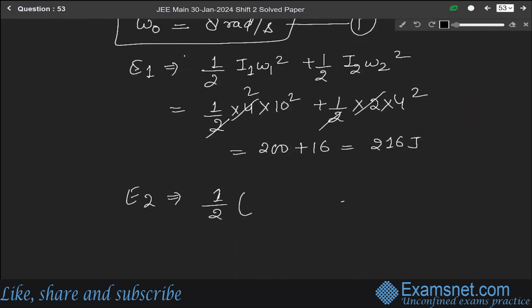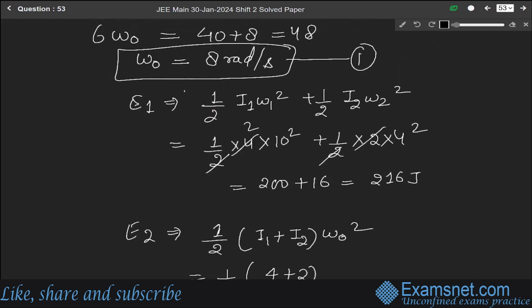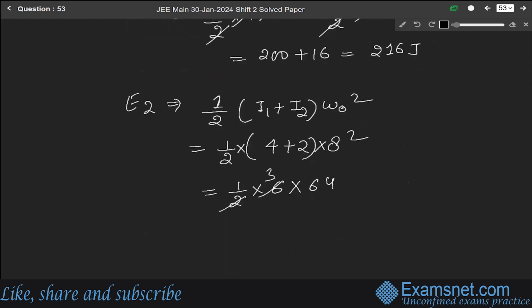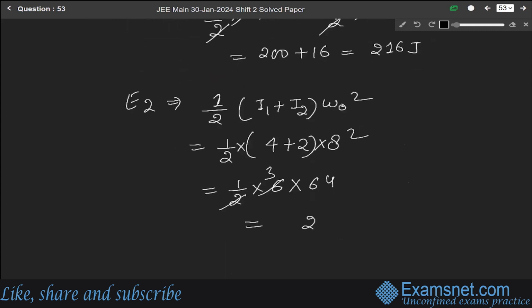Now E2 will be half I1 plus I2 into omega naught square. So it will be equal to half, I1 is 4, I2 is 2, omega naught is 8 from equation 1, 8 square. So it will be 1 by 2 into 6 into 64, which is 3 into 64, equal to 192 joule.